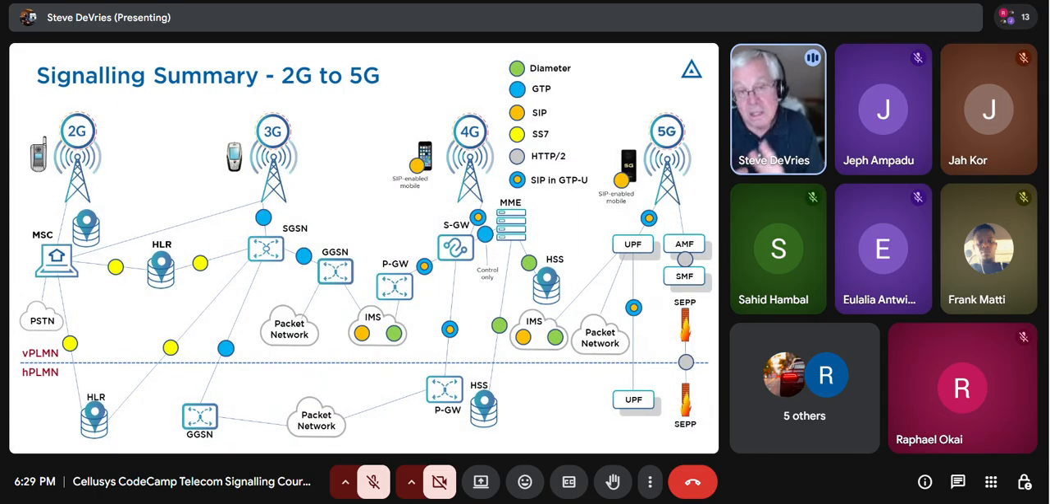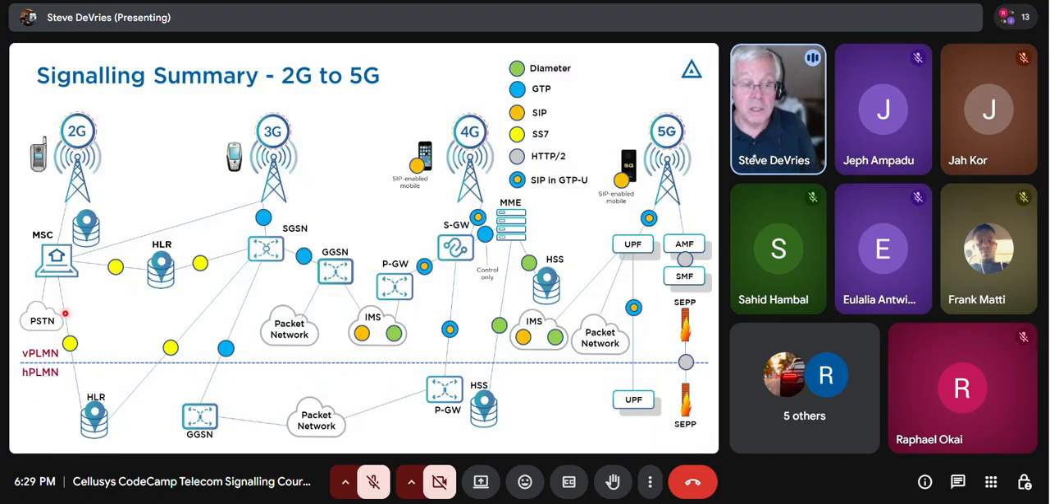Now, the last slide, this might be a little overwhelming, but let's just spend 5 minutes on this. You got a second generation, a third generation, a fourth generation, and a fifth generation. Now, I didn't draw everything. I didn't draw all the architecture, but this is for the signaling. Now, the top part we're going to call the visited network. Let's say you're roaming, and this is your home network. If you're in a 2G system, your signaling protocol, if you're in your own home system, is SS7.